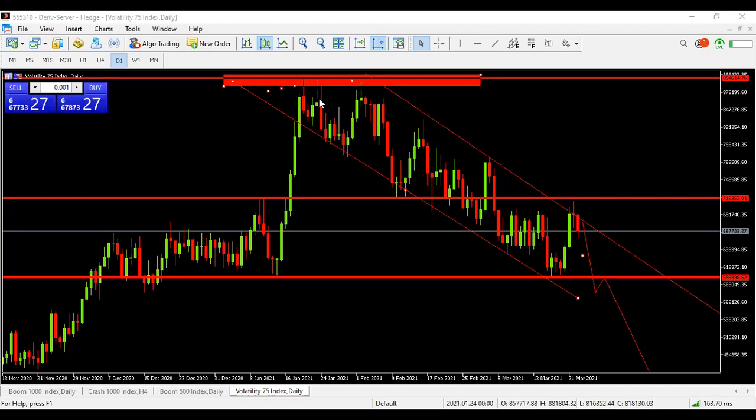Once this thing works for you, you apply it, you practice it on demo, you apply proper risk management. Before you place a trade, you need to consider whether there's a trend. You look at your trend line, combine all these things together, Fibonacci retracement and all the rest. Once you make a trade, it works. It works with any market.